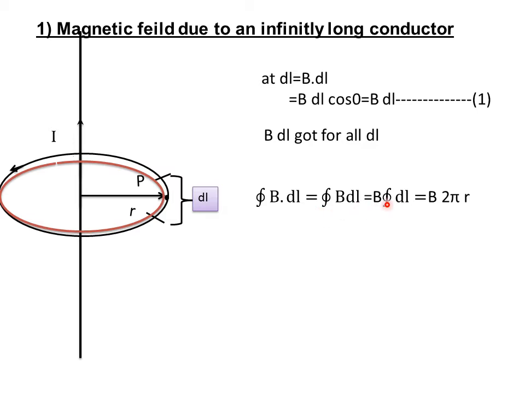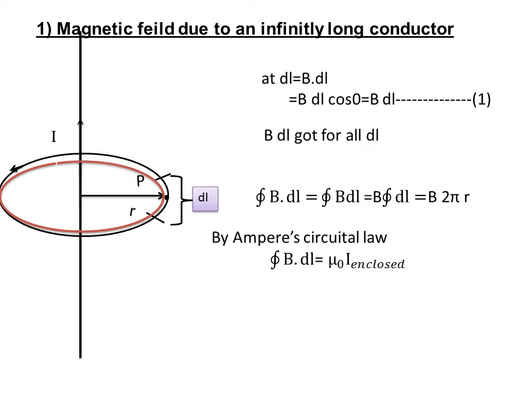Now we have taken B outside. We know that B is a constant because at a distance r from any direction, the value of B is constant. So B is a constant and is taken outside, and we have B into integral dl. If we integrate all the small dl's on this loop, we get the circumference of the loop, that is 2 pi r. So, integral B dot dl is equal to B into 2 pi r.